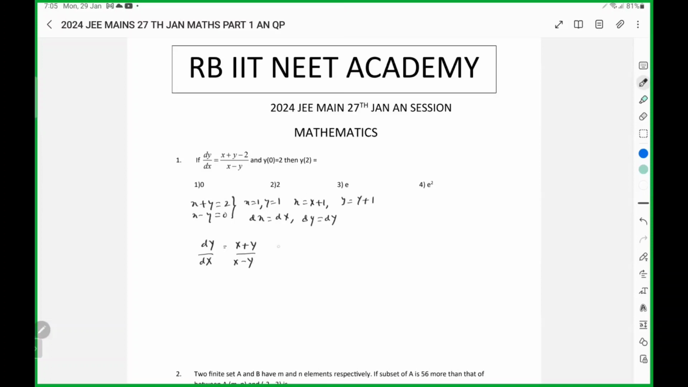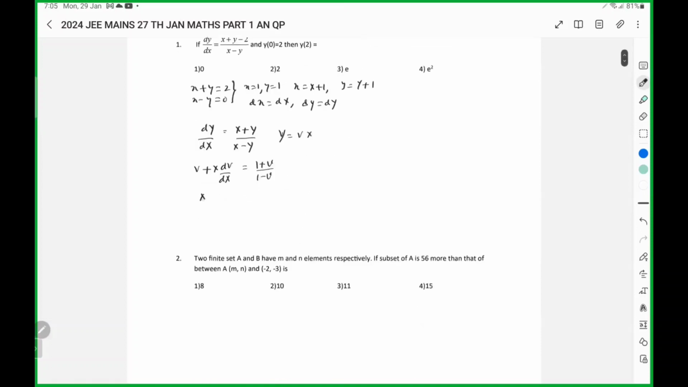Homogeneous. How do we solve? It means y is vx. So v plus x dv by dx is (1 plus v) by (1 minus v). I suggest when this type of problem comes, it is better to leave it and solve the remaining problems.